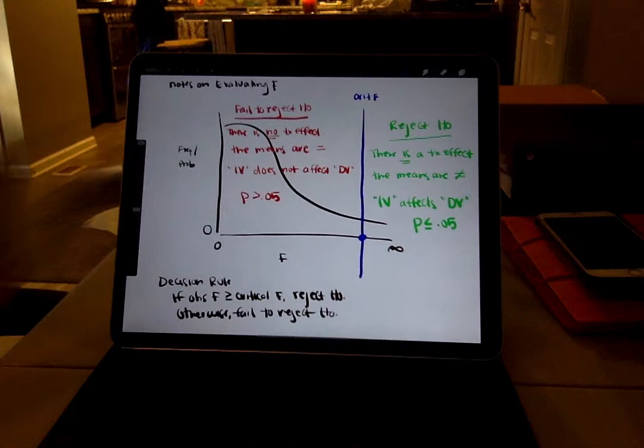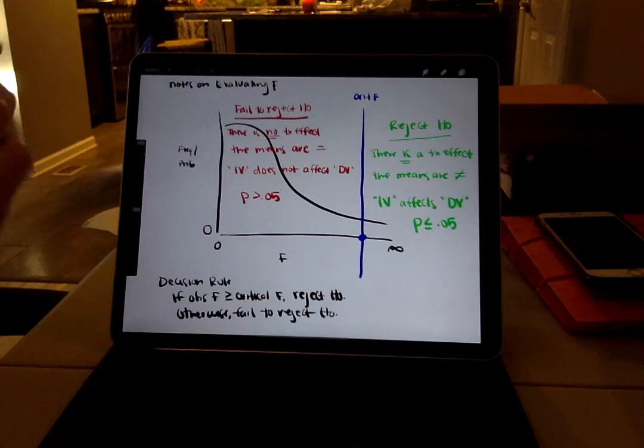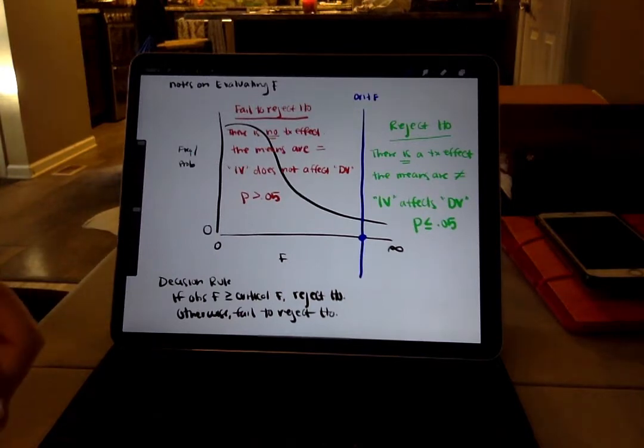Well, the first thing we do after we draw the curve is we are going to find our critical F using the table of critical F values. And remember, the rules for doing that is we look up the degrees of freedom for the numerator and denominator of the F ratio. And if that sounds confusing, when you pull the critical F table, just look carefully at the labels for the columns and for the rows, because it usually is pretty clear in terms of telling you how it is that you use those degrees of freedom.